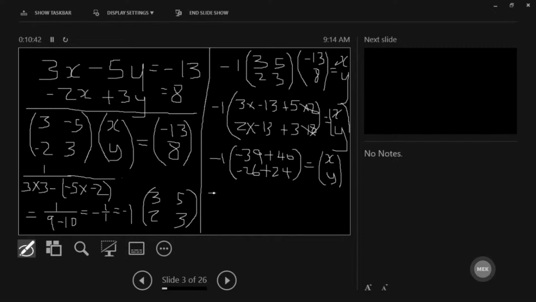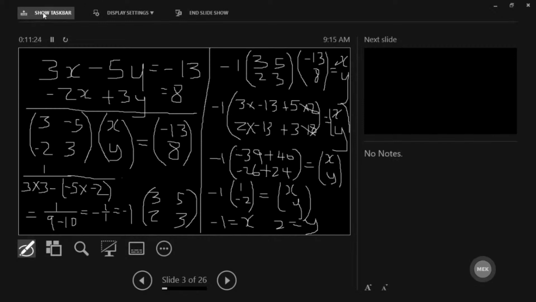So simplifying that further, -39 plus 40 is 1, and -26 plus 24 is -2, equals x, y. So finally, to get our x and y values, the top number is the x, so -1 times 1. So x is -1, and -1 times -2 is 2, so y is 2. All right, so x is -1 and y is 2.